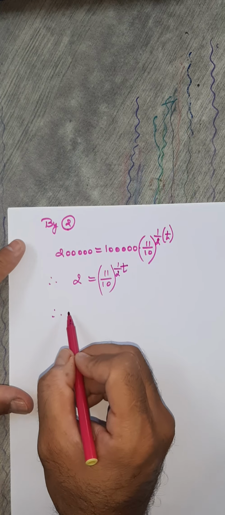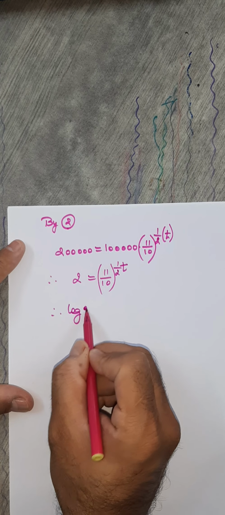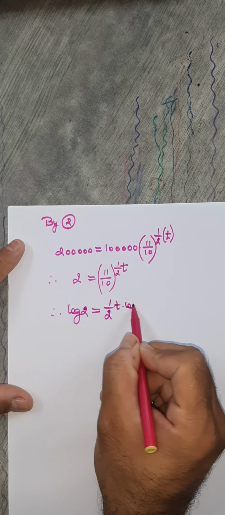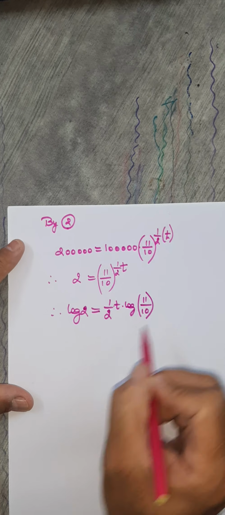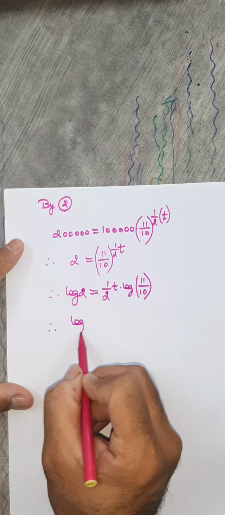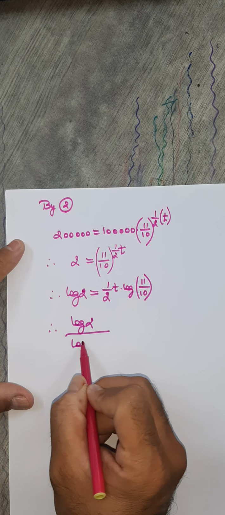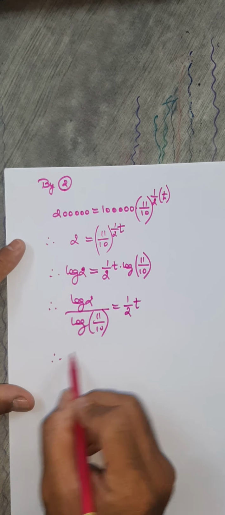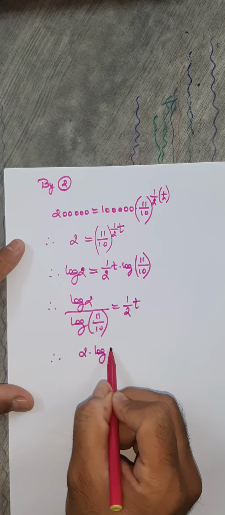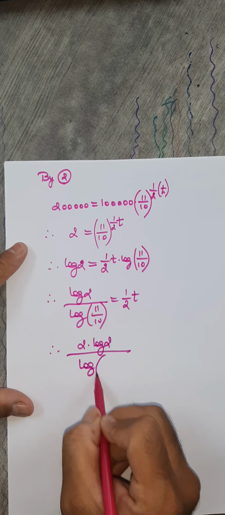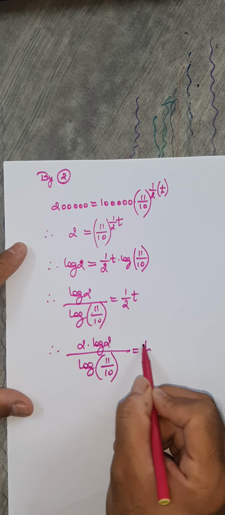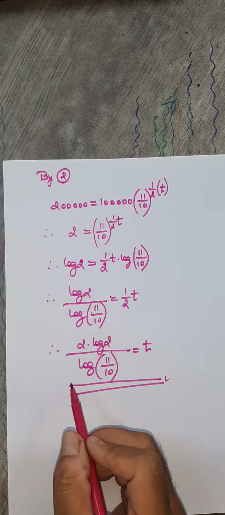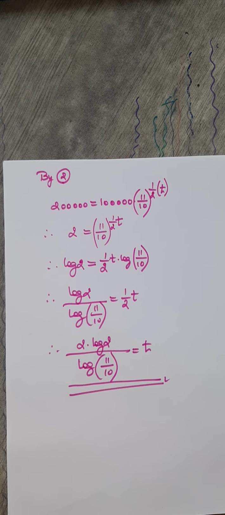The question is to get the t. I'll apply log on both the sides. So log 2 equals 1 by 2 into t will come in product, and you have log of 11 by 10. So log 2, this will come down, which is log of 11 by 10 equals half into t. And therefore t I'll take over there: 2 into log 2 upon log of 11 by 10 equals t. This is the required time. If t equals this many hours, then the count will be 2 lakhs, remember.